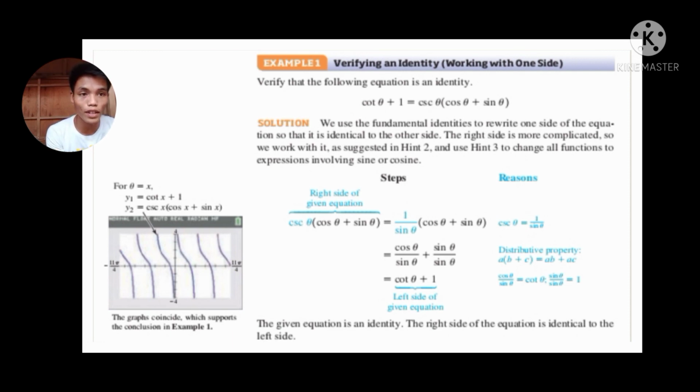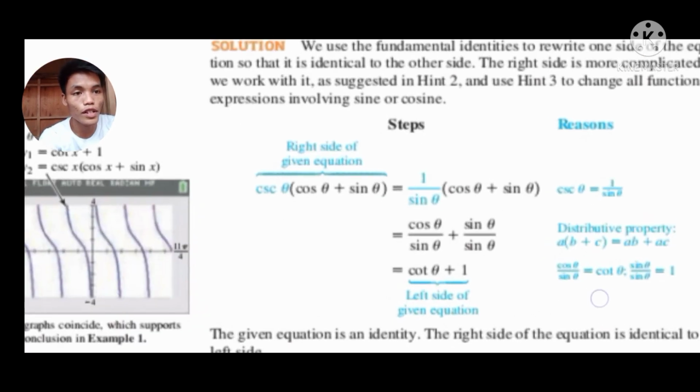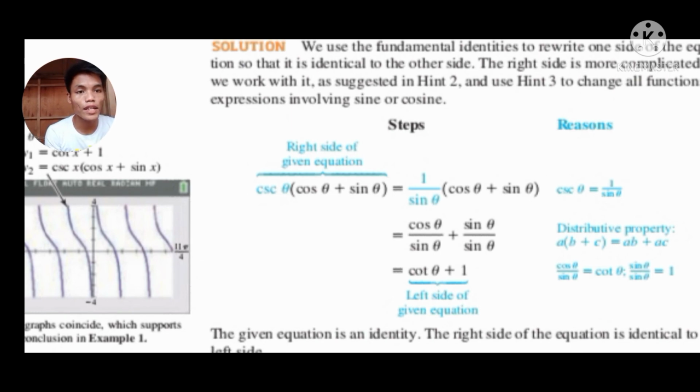theta over sine theta. So as you can see, in the right side, the equivalent of cosecant theta is equal to 1 over sine theta. That is why we have a 1 over sine theta there. Then let's move on. Cosine theta over sine theta plus sine theta over sine theta, we must use the distributive property in which A multiplied by B plus C is equal to AB plus AC. So therefore, our answer is cotangent theta plus 1.